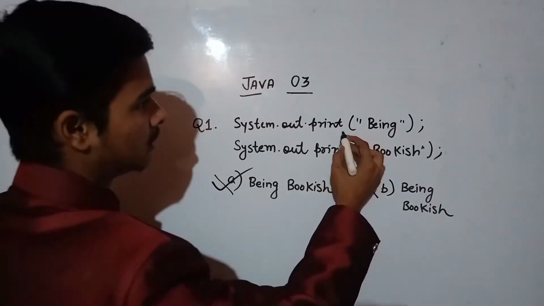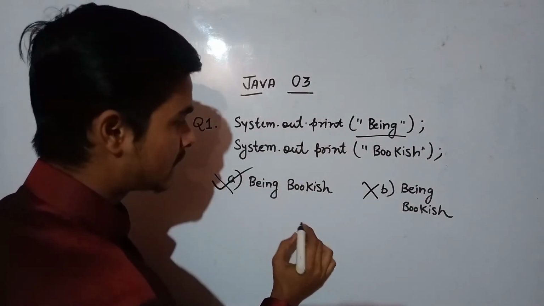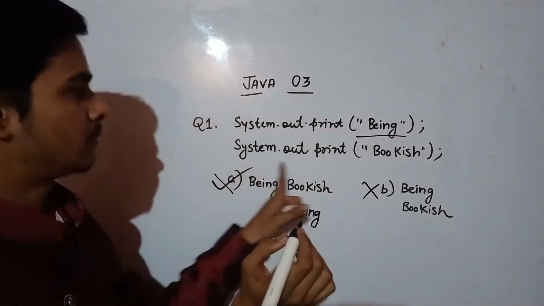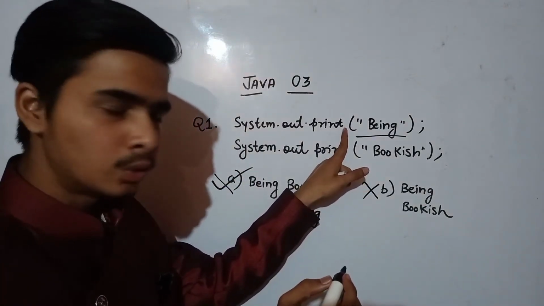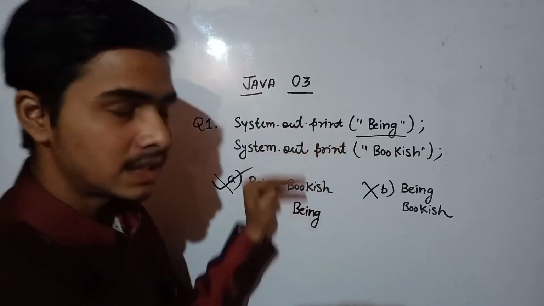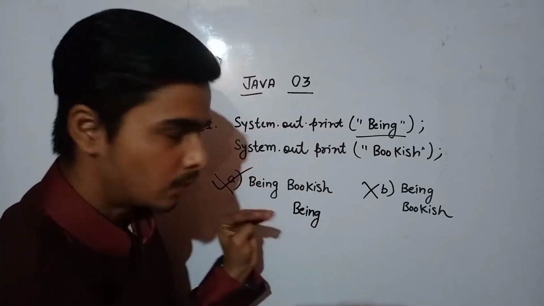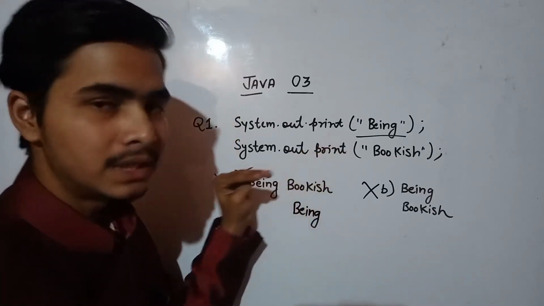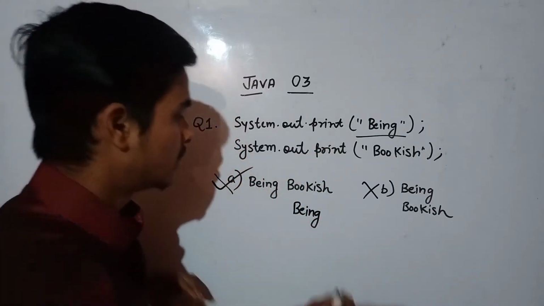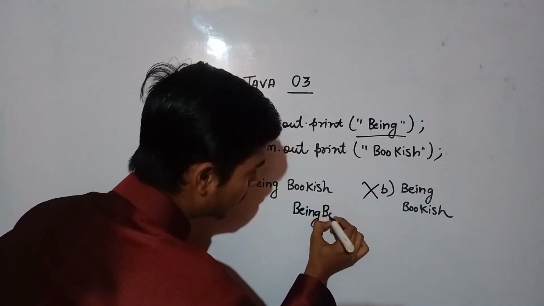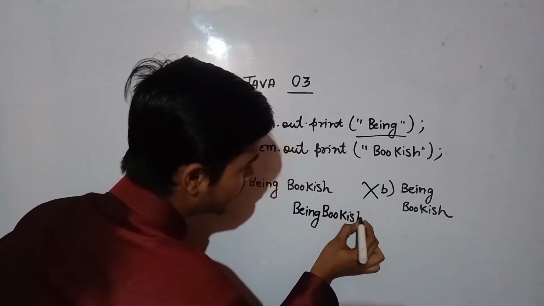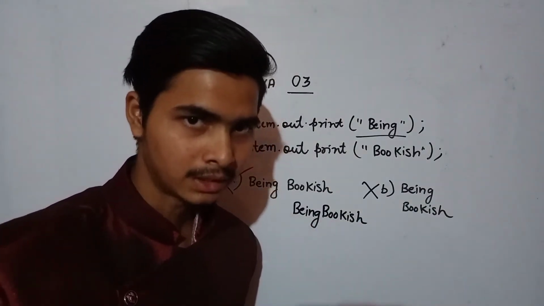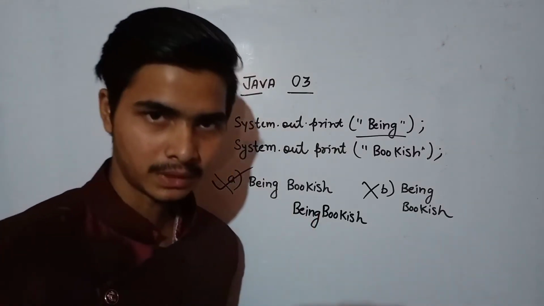See, with the help of this statement we would be able to print being. And with the help of this statement, because there is no new line, the next statement would be printed on the same line. So the real output would be like this, beingBookish. They both will have no gap in between.